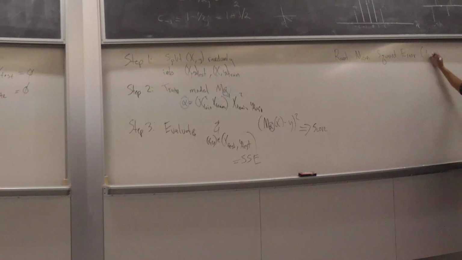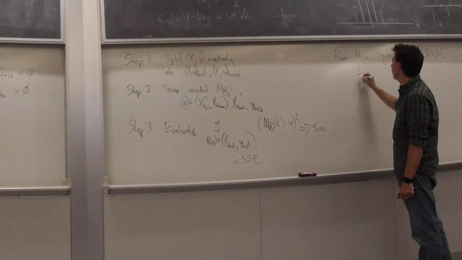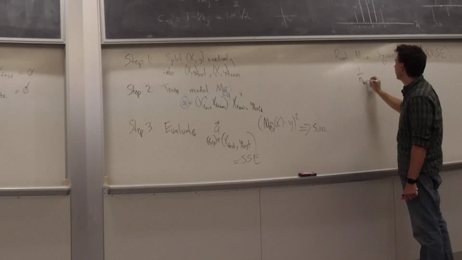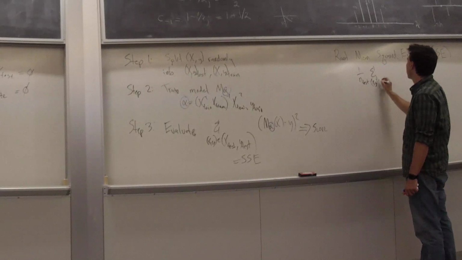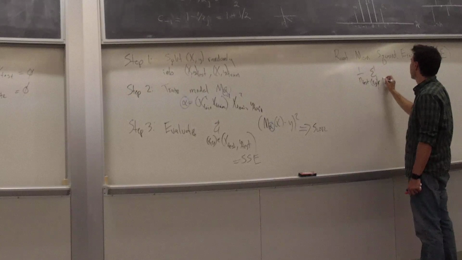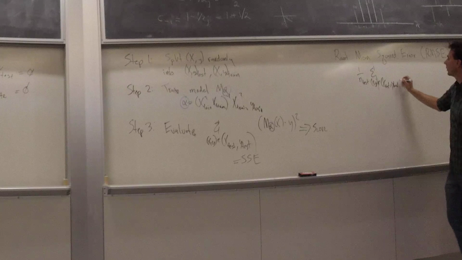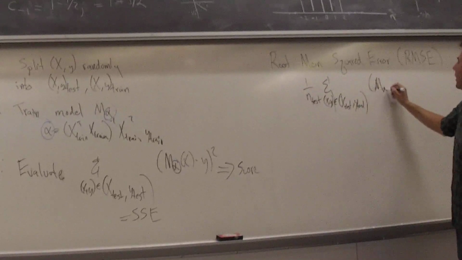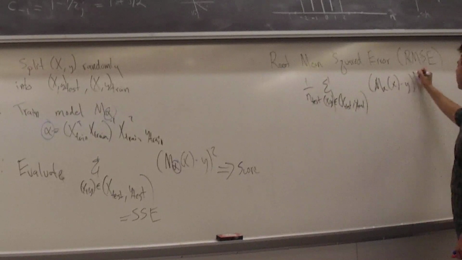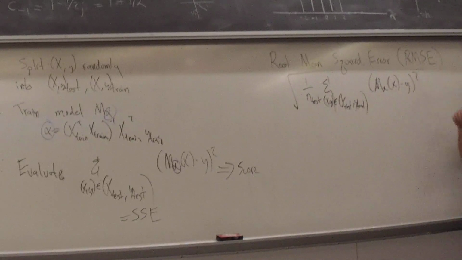This you might just see called the RMSE, and so this will be 1 over n_test of the sum of (m_alpha(x) minus y) squared, all under a square root. So the root refers to the square root around the outside.